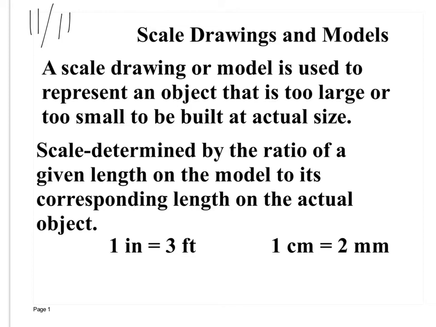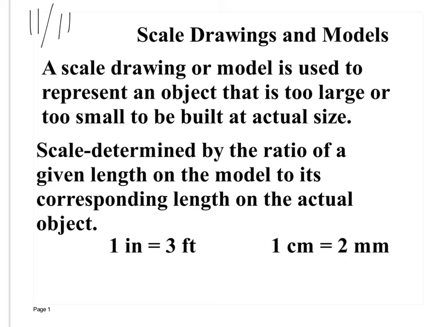When we talk about scale, it's determined by a ratio of a given length on the model to its corresponding length on the actual object. A scale such as 1 inch is equal to 3 feet. There's all kinds of different scales. When architects design buildings, they have a scale model of different things, right? So then the engineers and the construction workers can make the actual room based off of a model, but they have to know the scale. This is supposed to be 5 inches in real life when it's 1 inch.